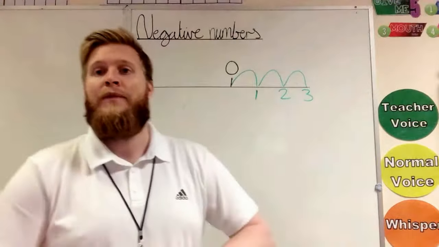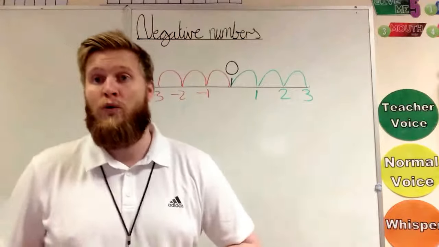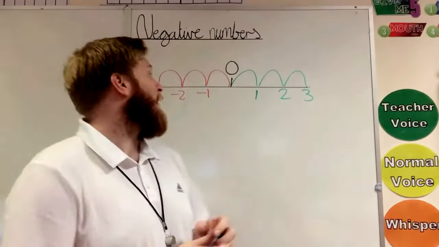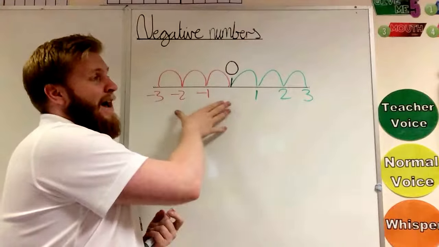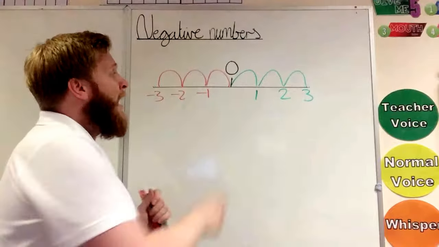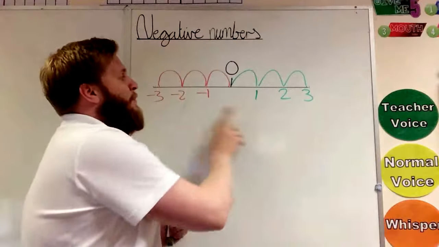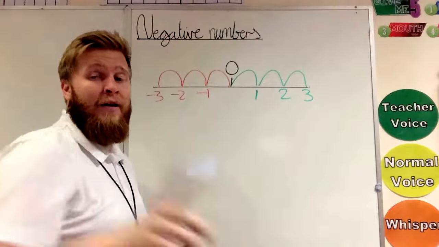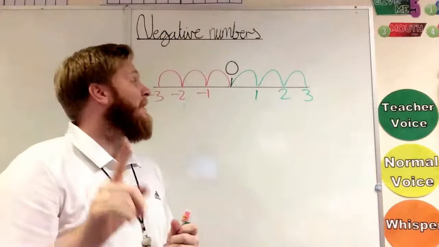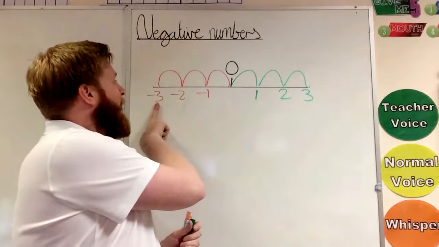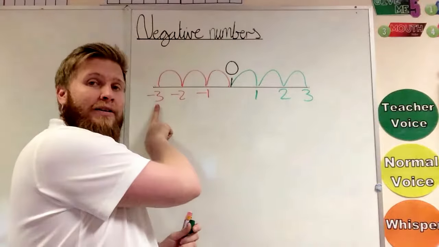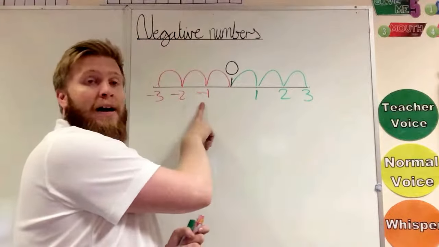However, if we go down from 0, we get negative numbers. So we go -1, -2, -3, and so on. A negative number is a number that is less than 0. And they work exactly the same, 1, 2, 3, but they have a minus in front of them. Now, the one thing you do have to remember is that a -3 is actually smaller than -1.